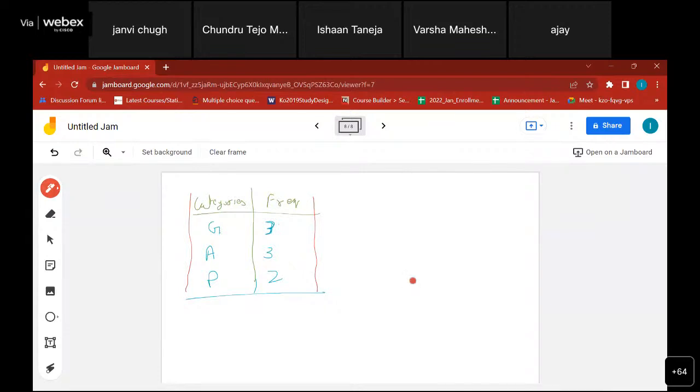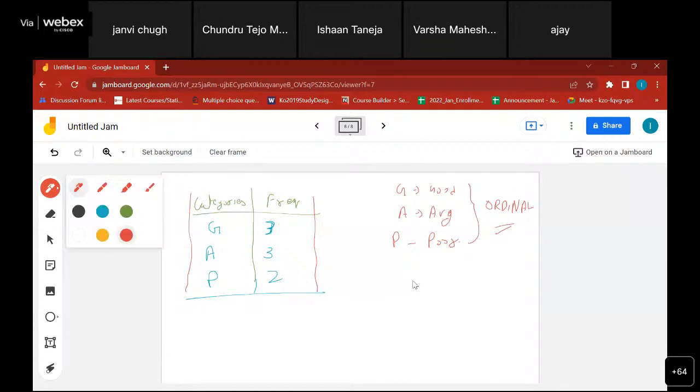If it is ordinal data, then we can arrange it in order. G represents good, A represents average, and P represents poor. Is it nominal or ordinal? Ordinal, right? So how would you find the median for it? Arrange them in ascending order, like P, A, G.